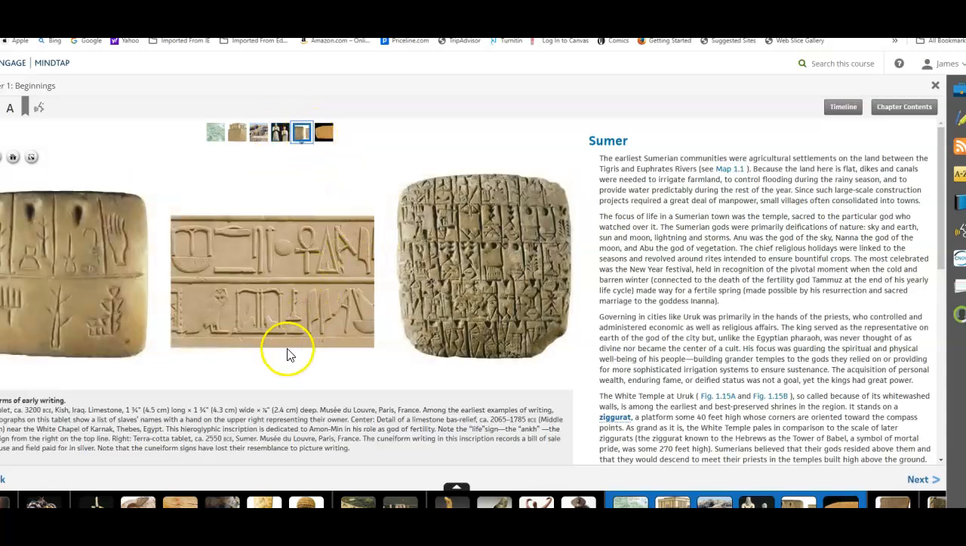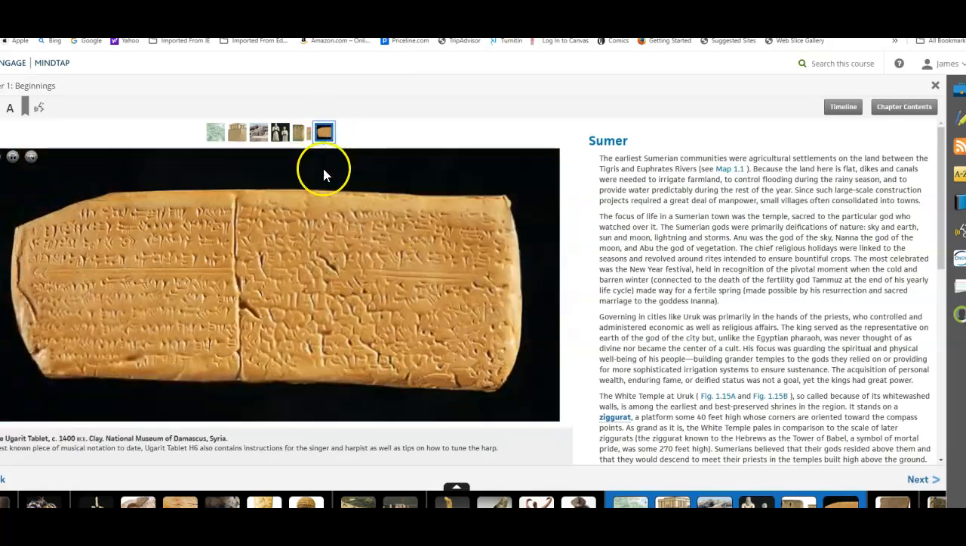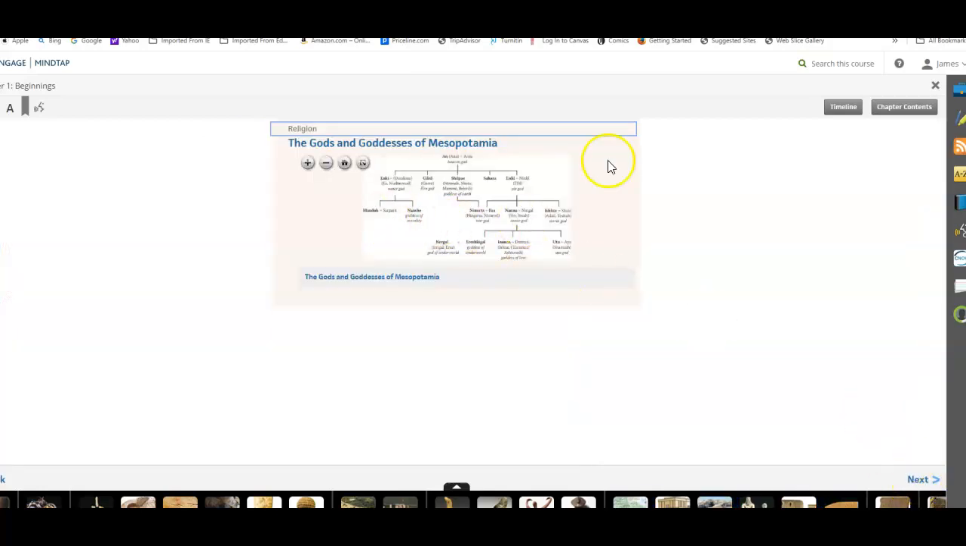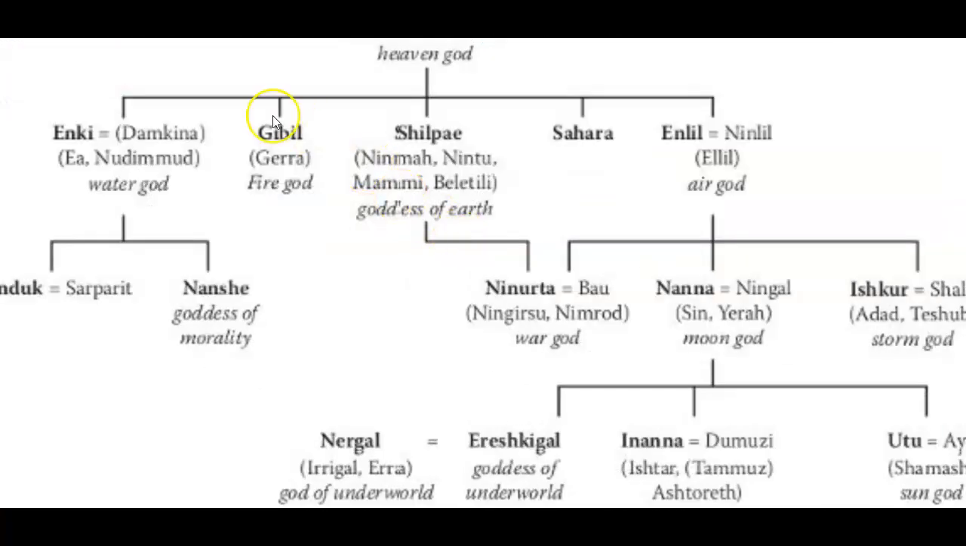Here's an example of writing, cuneiform. I have that one on our welcome page. And then you have other writing. This is a music piece, actually. Again, notations of how the music should be played. All this is part of this era. This shows you the gods and goddesses. You get that a little bit bigger too.